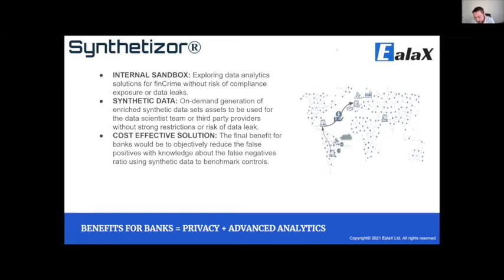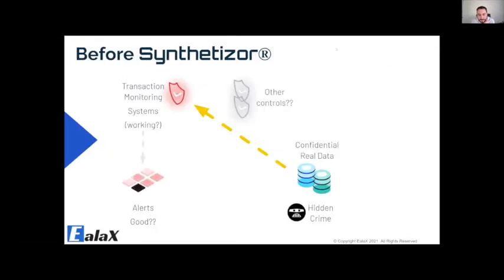And so what happens is that organizations have a bunch of, say, hidden crime inside their real transactions. Every financial institution has a transaction monitoring system in place, with rule-based scenarios or machine learning, and they generate some alerts. And the big question is the one that Francesca asked: how good are they? I mean, how much effective crime do you find?